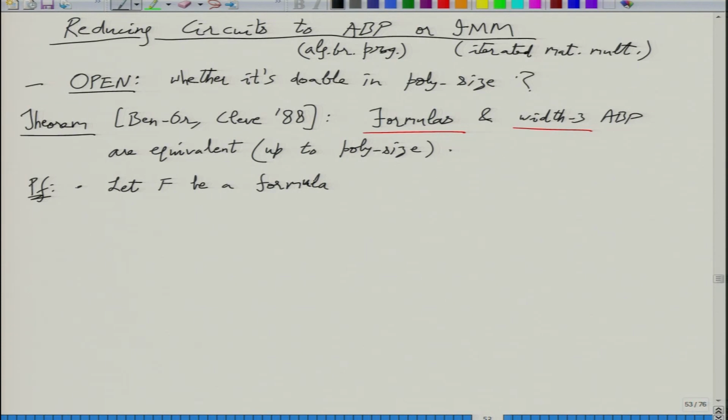So let F be a formula of size S, and we can assume without loss of generality it is of fan in 2, fan out is 1 of course, and depth is log S. Why can we assume that? That is by formula depth reduction, Brent's proof basically.